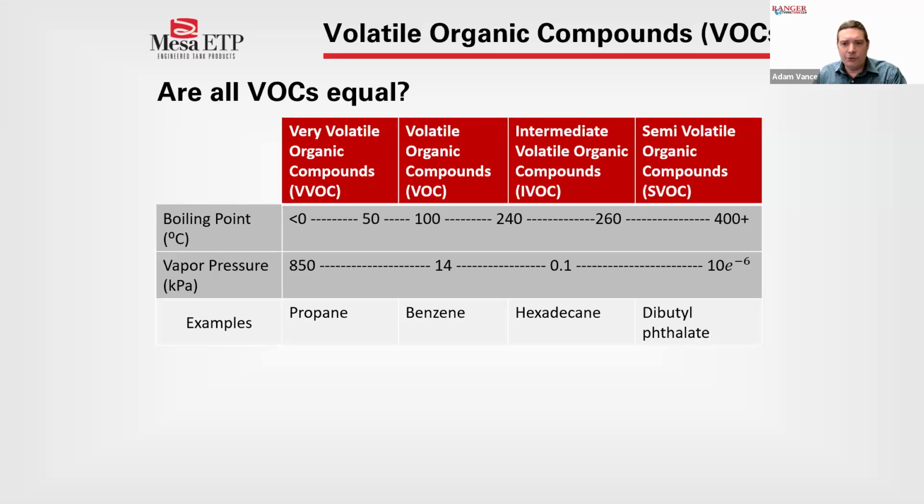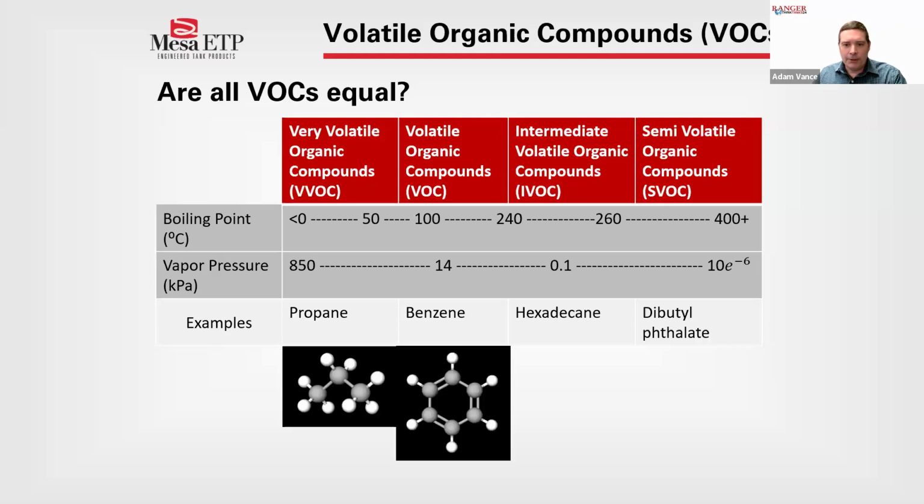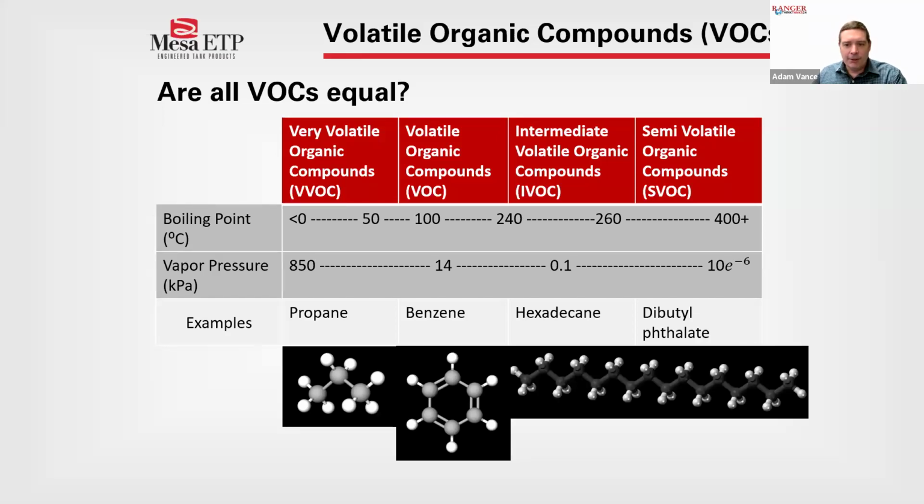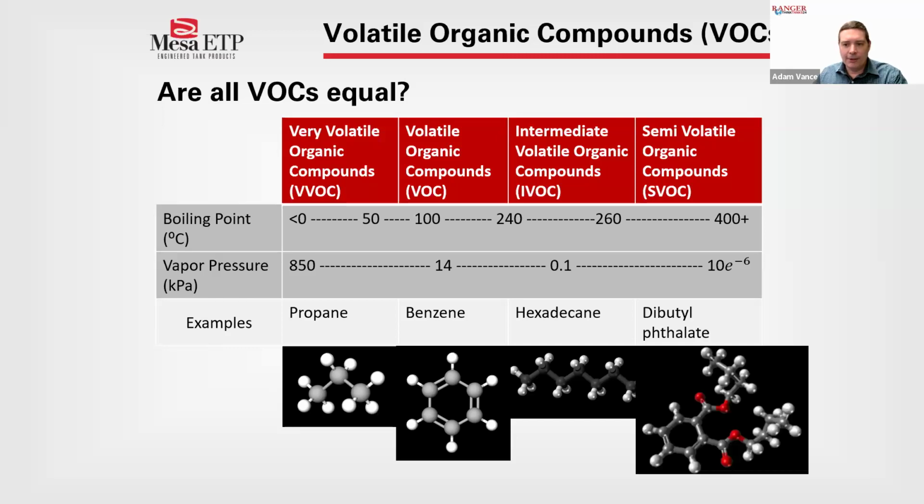As you move to the left in this chart, we have lower boiling point products, higher vapor pressure, so higher volatility products, and we'll offer some examples of what those are. So propane, for example, is a very volatile organic compound. A VOC that falls into the VOC category would be something like benzene. As we get further along into intermediate and semi-volatile organic compounds, they get larger. So this is hexadecane and a larger compound here. So as we increase the size of the molecule, we tend to have a lower volatility.